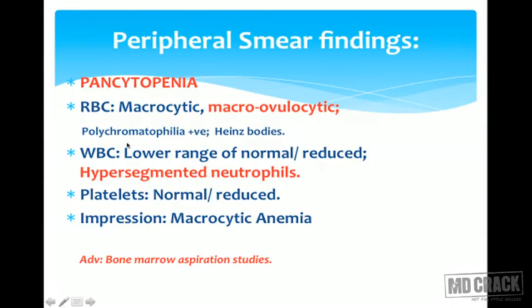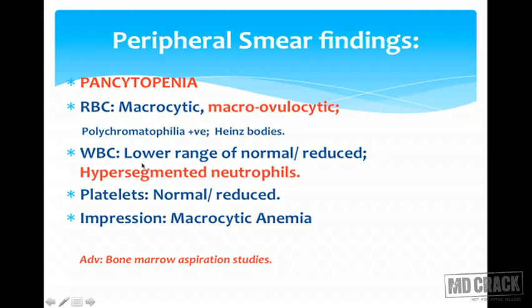Along with that, you may see polychromatophilic RBCs, which indicate that the bone marrow is responding to the peripheral anemia. You may see RBC remnants, which we call Howell-Jolly bodies. There are so many RBC inclusions: Howell-Jolly bodies, Pappenheimer bodies, then even Cabot rings. So you have to read about those RBC inclusions, because they are very commonly asked in MCQs. Howell-Jolly bodies are seen in megaloblastic anemia, also in hereditary spherocytosis.